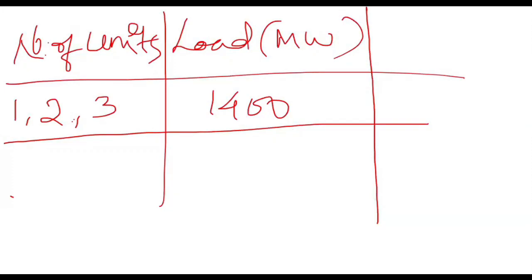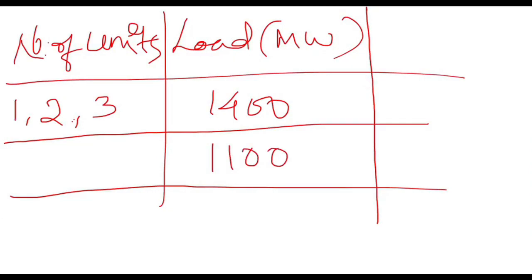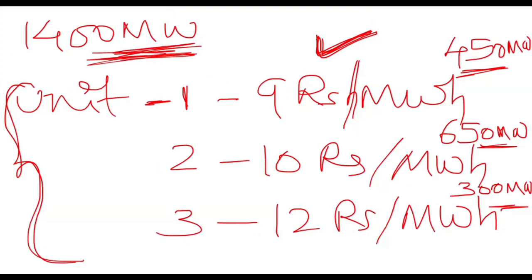So let us consider the next load case. If the load is decreased to 1100, we should meet this load of 1100. In this case, the first preference is unit 1. From unit 1 you will get 450 megawatt of power. The next preference is unit 2. From unit 2 we can get 650 megawatt.